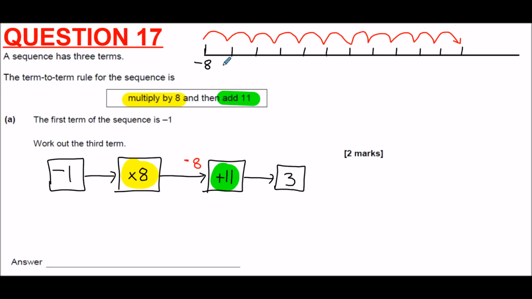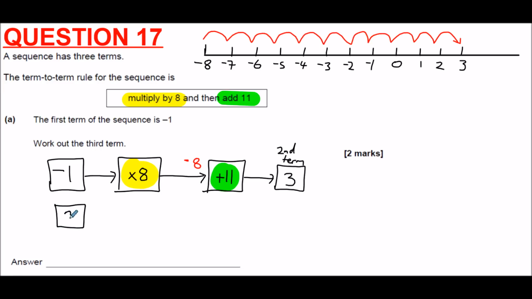So 1 bigger than minus 8 is minus 7. Then minus 6, minus 5, minus 4, minus 3, minus 2, minus 1, then we're at 0, then 1, 2, and 3. And so the first term is minus 1, the second term is 3.